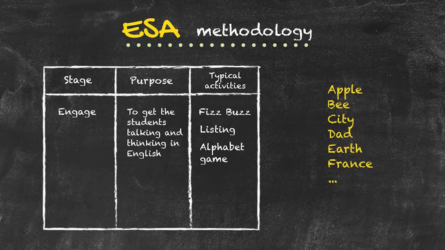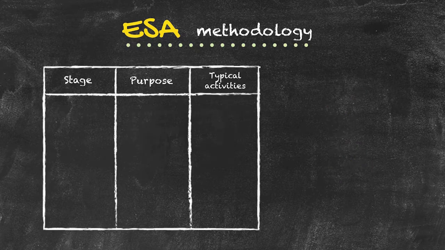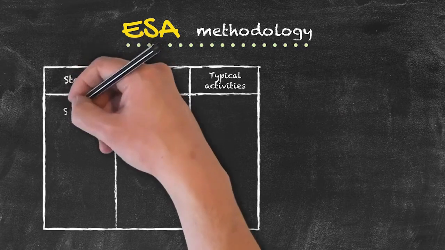They are interactive in that the students have to communicate to us. And the third thing we need to ensure is that everyone in the class has said something by the end of our engage phase. The second stage or phase of the lesson is known as the study phase.